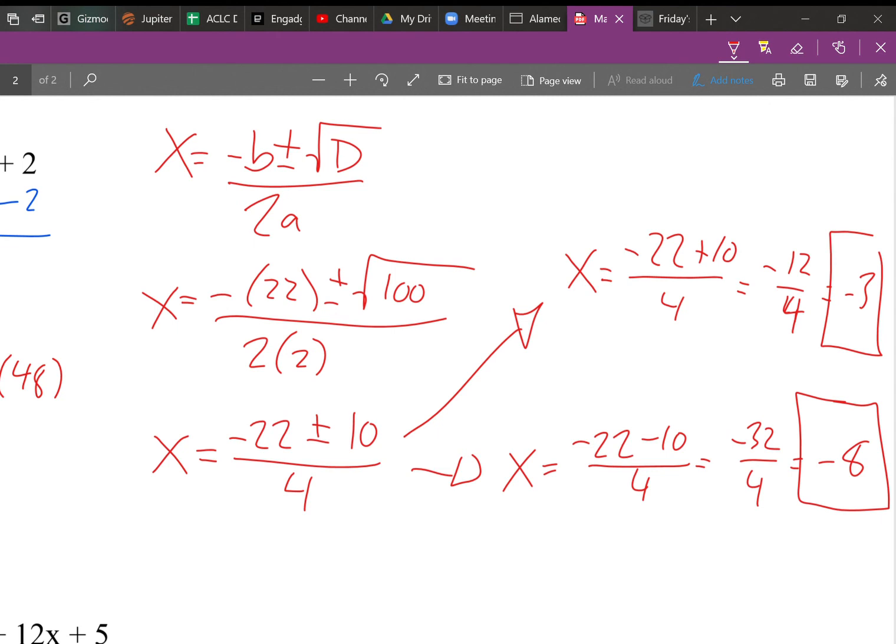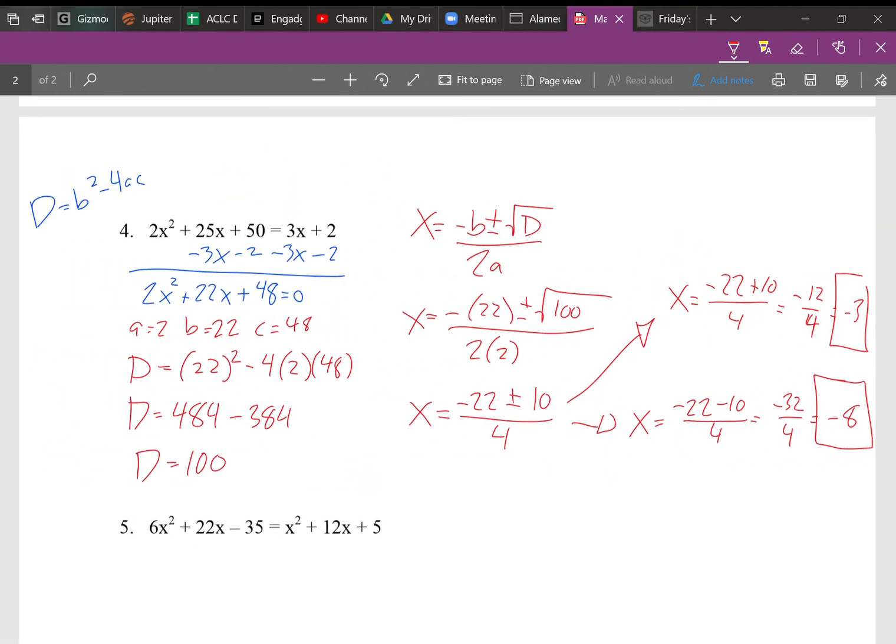So I hope you're getting the hang of this by now. The quadratic formula is actually very important for those of you who are going to stick around at ACLC. You'll have me for Algebra 2, and I will expect you to be able to do this. So please make sure you're actually trying all of the problems.